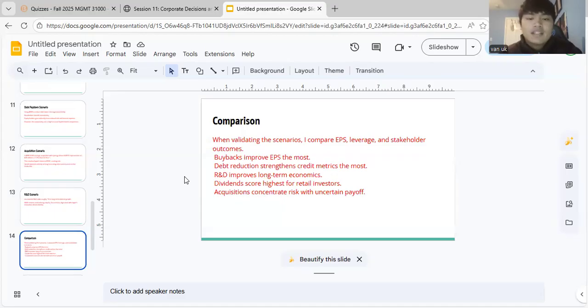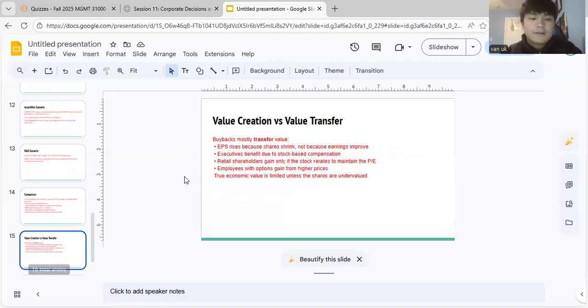The comparison: when validating scenarios, I compare EPS, leverage, and stakeholder outcomes. The buyback improves EPS the most, the debt reduction strengthens credit metrics the most, R&D improves long-term economics, the dividend scores highest for retail investors, and the acquisition concentrates risk with uncertain payoff.